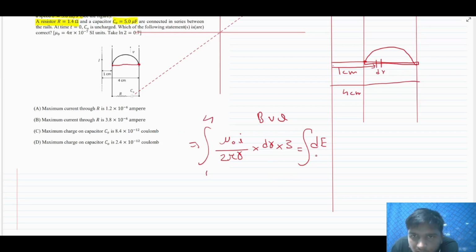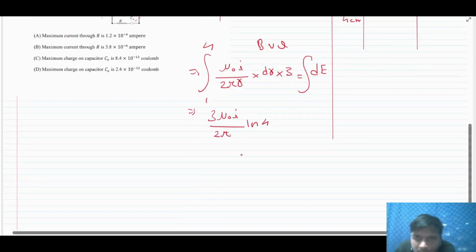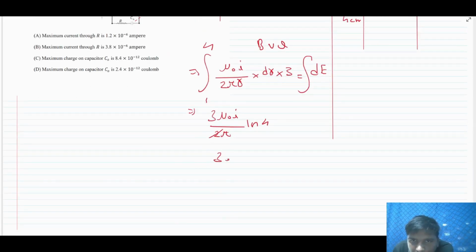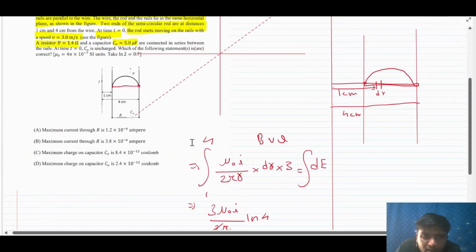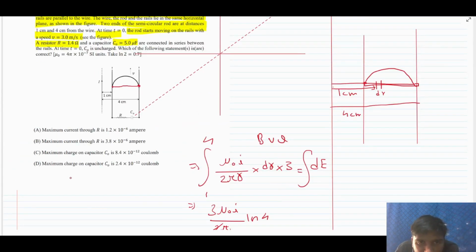The net EMF generated will be the integral of 1 by r dr, which is ln of r. So 3 mu naught I by 2 pi into ln of 4 minus ln 1, which is equal to 0. We know that ln4 is nothing but 2 ln2, so we can cancel 2 here, and it will be 3 mu naught I by pi ln2. This is the EMF generated here. So if we know the EMF, then we can write all the equations. Like if suppose this is a battery source, we can reconstruct the circuit. This is the EMF generated. There is a resistance and there is a capacitor here.